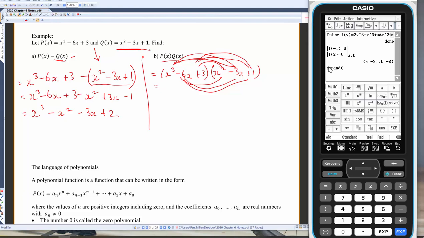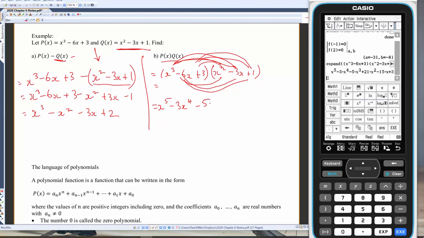So I'm going to go expand x cubed take 6x plus 3, and the other one is x squared take 3x plus 1. And that's what we would have got had we done that. So feel free to ride the roller coaster of this problem if you want and do it. It's good work, good sort of algebra work, but between you and me, that's not a lot of fun.